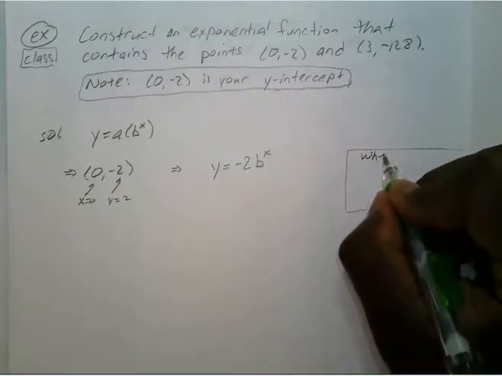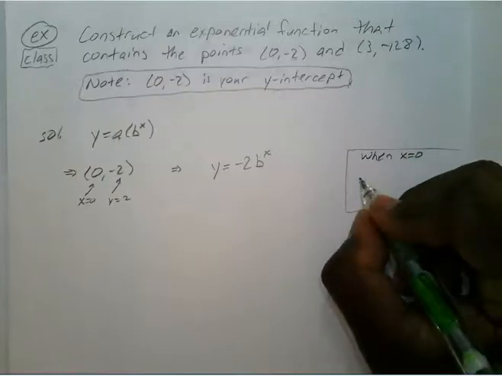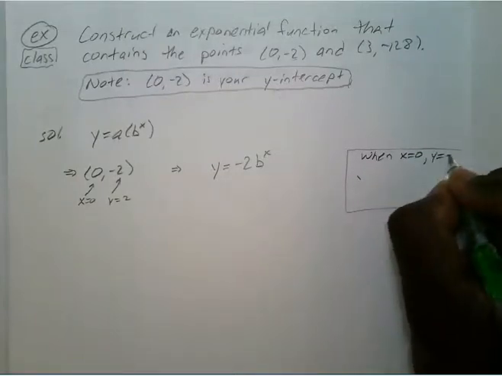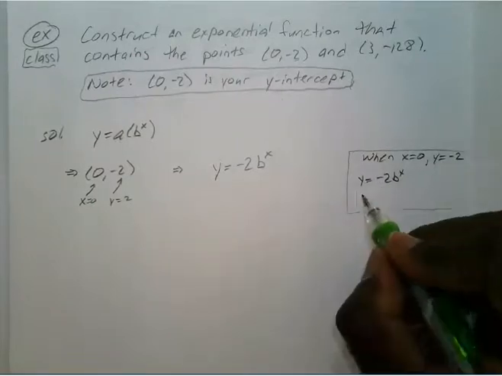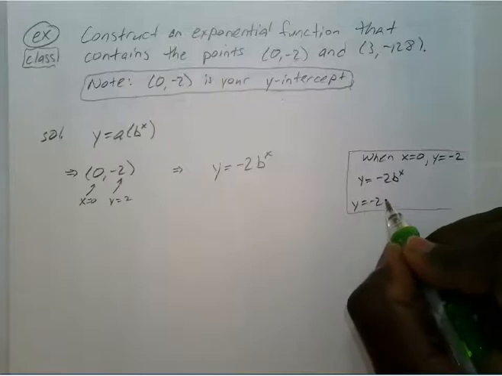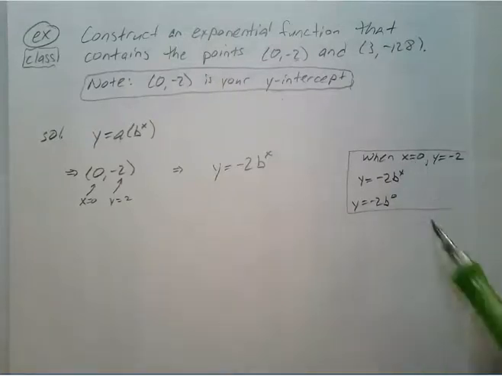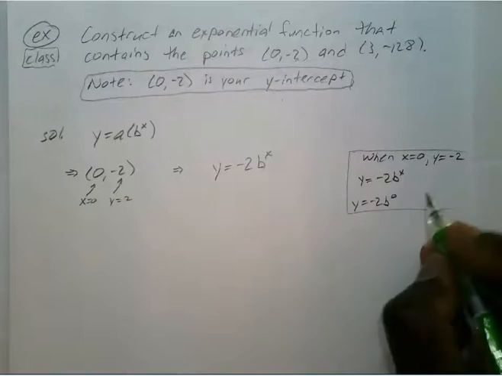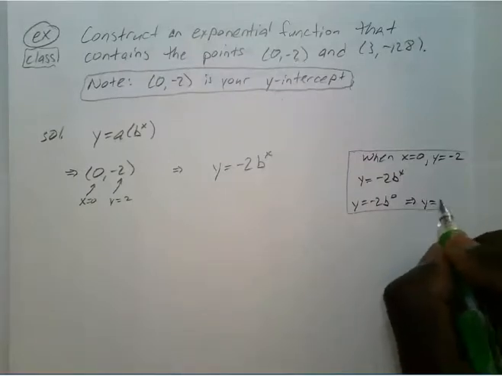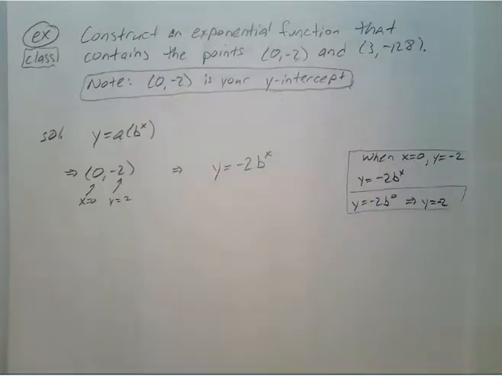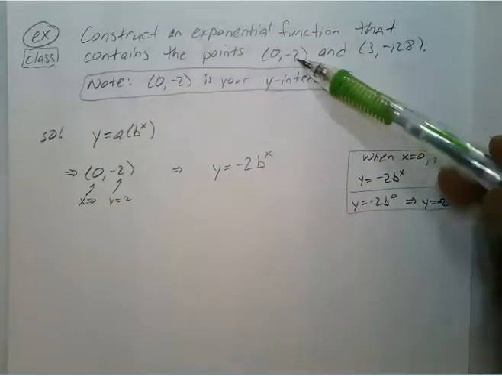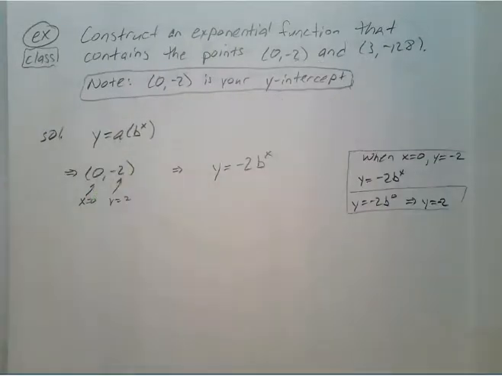Okay, so when x equals 0, y equals -2. That's because you have y equals -2 times b to the power of x, so y equals -2 times b to the power of 0 when x is equal to 0. B to the power of 0 is just 1, so you have y equals -2. Whenever you are given the y-intercept, you already know your y value is going to be your a. That's a little trick so you don't have to go through a whole lot of work.